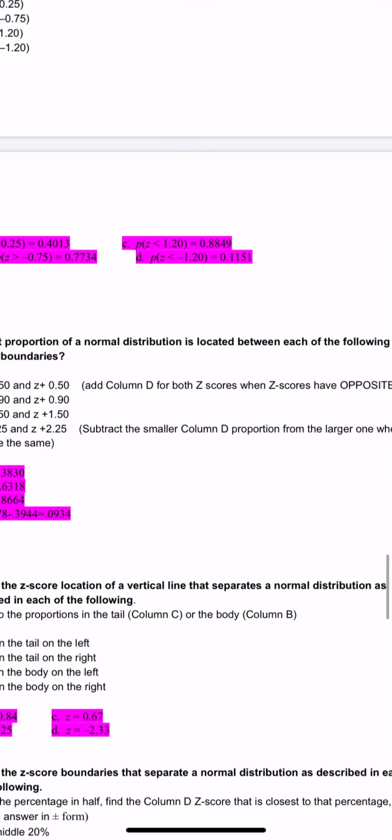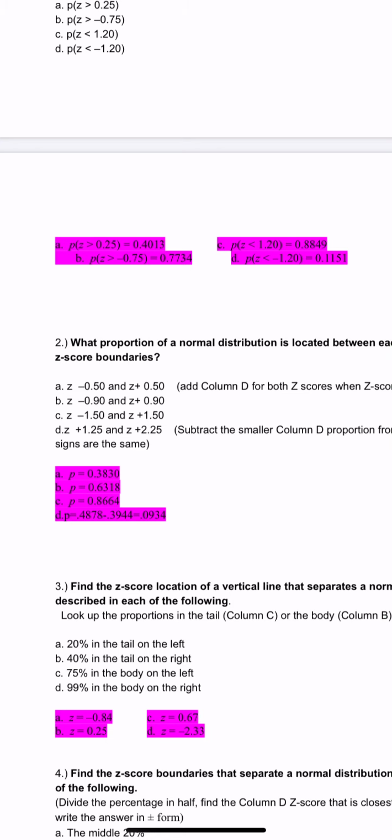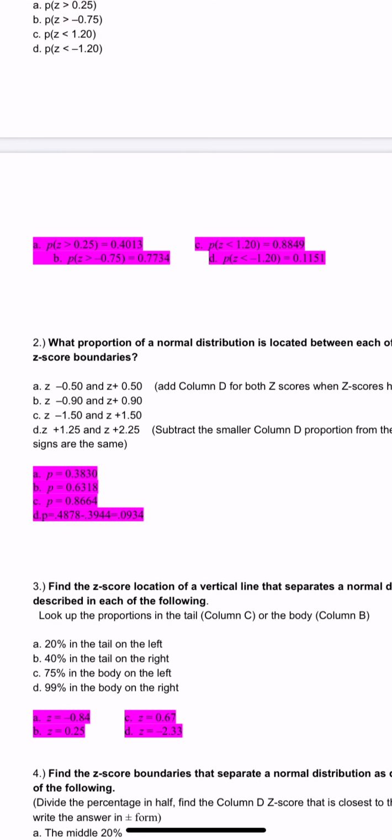What proportion of a normal distribution is located between each of the following z-score boundaries? All right, so here they want to know the proportion that's between a negative 0.5 and a positive 0.5. So when you're looking for the distance in proportion between a negative z-score and a positive z-score, all you do is go to those z-scores and go to column D and add them. So in this case, they're the same numbers. So you're just going to add, and remember, it's a symmetrical distribution, so there are no negative z-scores on the table because everything is symmetrical, so the proportions will all be the same.